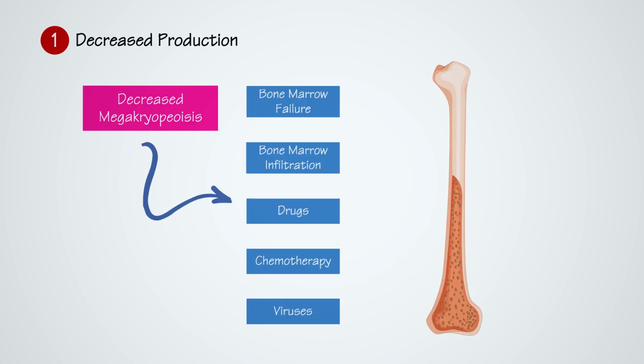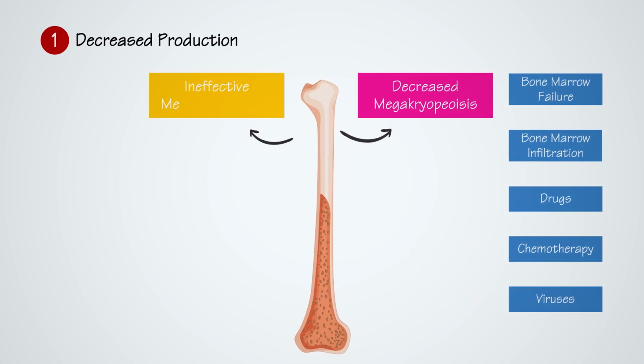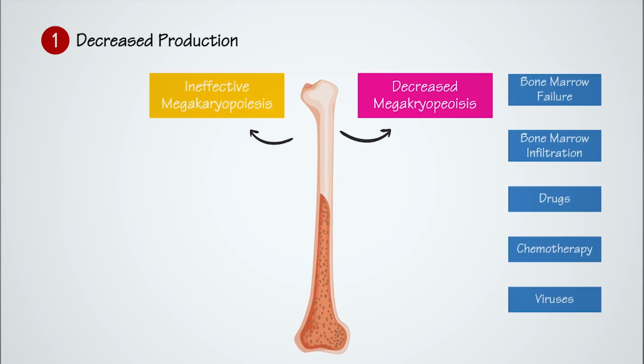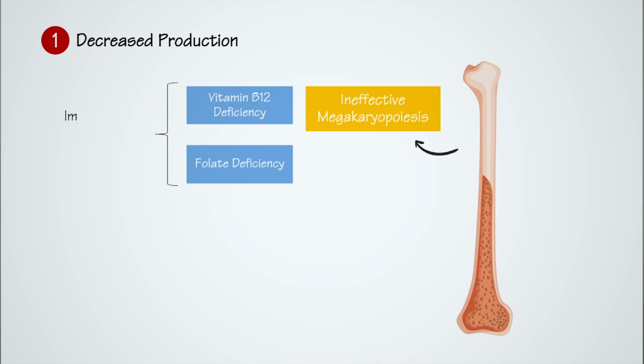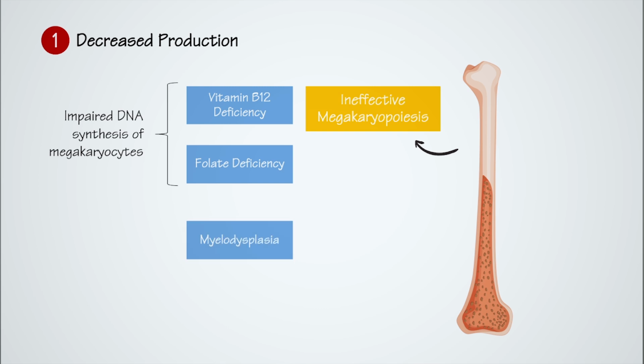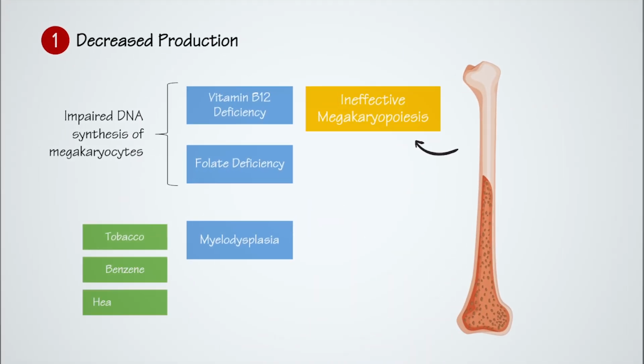Now, coming to our second reason, which was the ineffective megakaryopoiesis. In this, impaired DNA synthesis in megaloblastic anemia due to vitamin B12 or folate deficiency results in ineffective thrombopoiesis. And in the case of myelodysplasia, where immature blood cells in the bone marrow are unable to form healthy blood cells. Now, this may occur due to prior exposure to toxins or carcinogens like tobacco, benzene, or heavy metals.